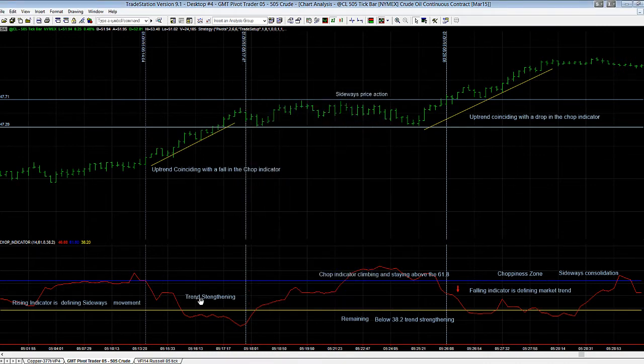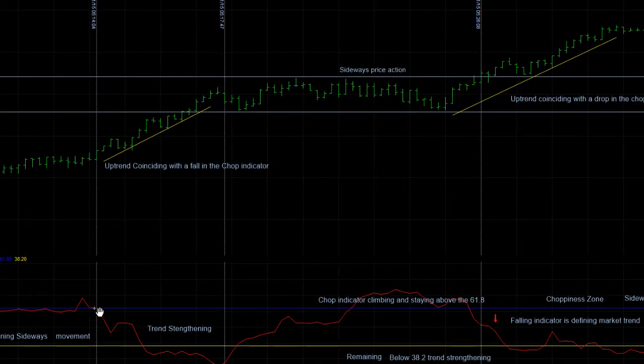So the way in which this works, the higher this indicator is running, the choppier the price action, or the more range bound the price action. What we typically see is a rising indicator defining sideways movement. As you can see here, I've written that on the chart. We get sideways price action and a rising indicator. Then we get into a little bit of a sell-off. We get above that 61.8, and our indicator then turns bearish or starts pushing down, and that gives us an idea that there's a trend developing and strengthening.